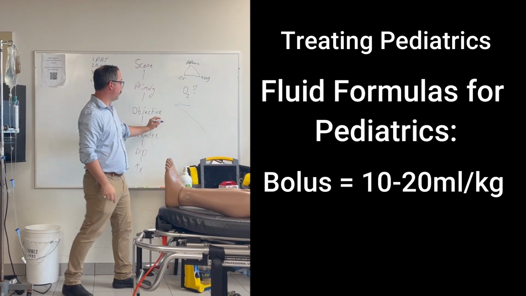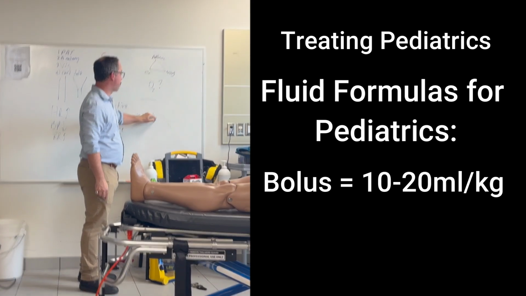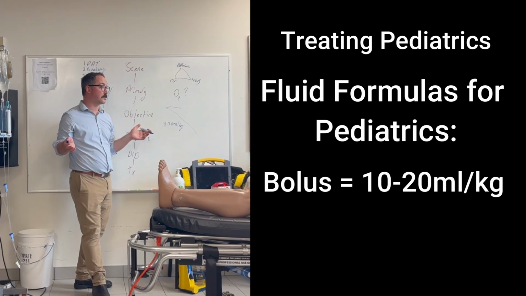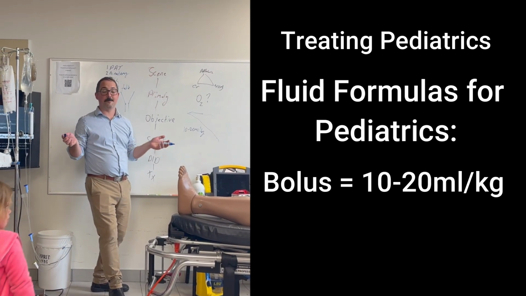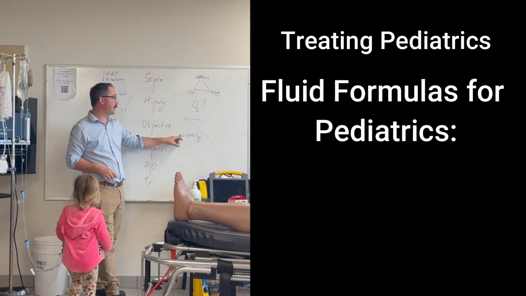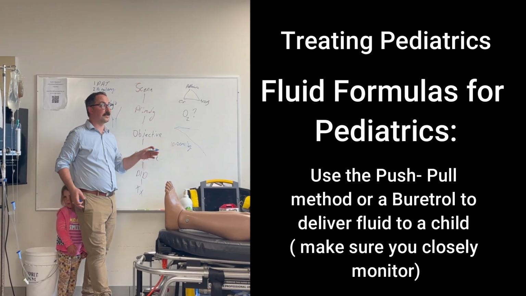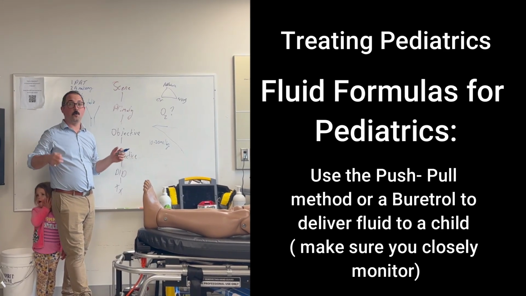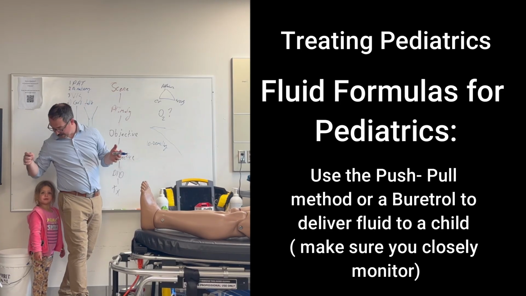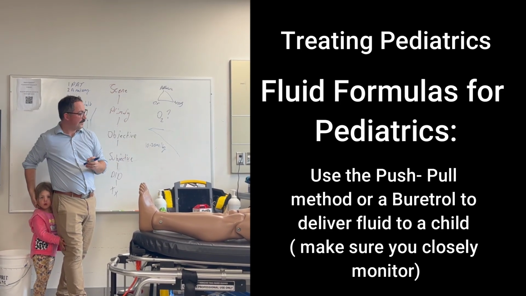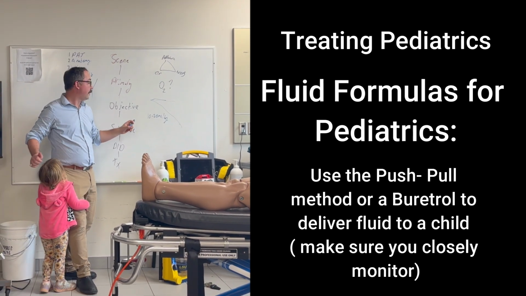Fluid for kids, it's still 10 to 20 mils per kilogram, which is what we were doing for adults. But now we have to think about how much that is. So if Theo weighs 40 pounds, so that's 20 kilograms, that means he's getting 200 to 400 mils. That's a fluid bolus, the equivalent of me getting a liter to 2 liters. So you probably wouldn't hang a liter bag for Theo, otherwise you're going to fluid overload him. Does that make sense? That would be like a trauma fluid bolus, right?